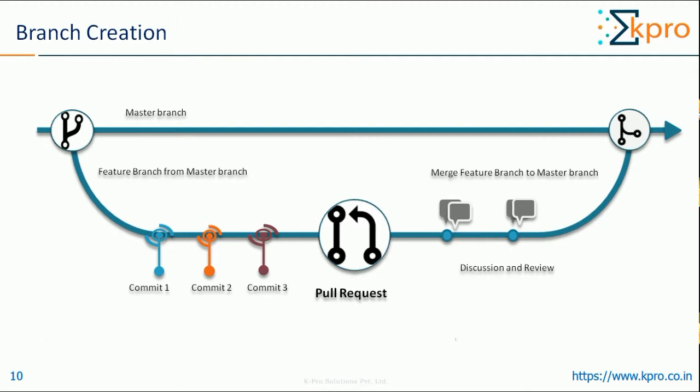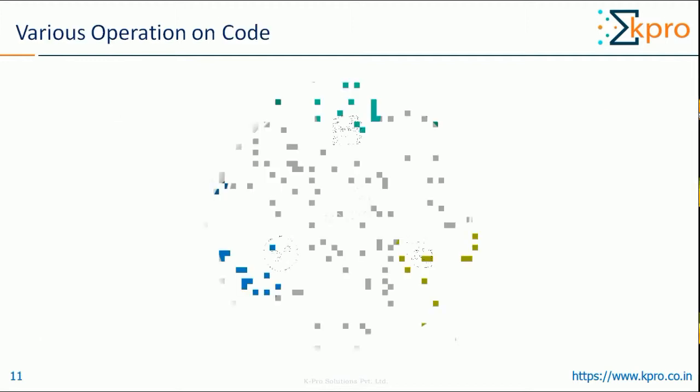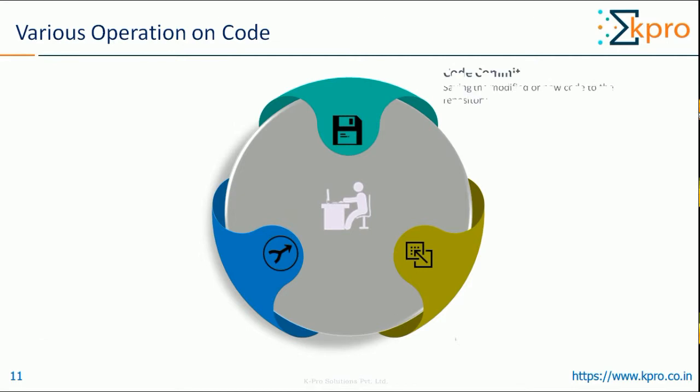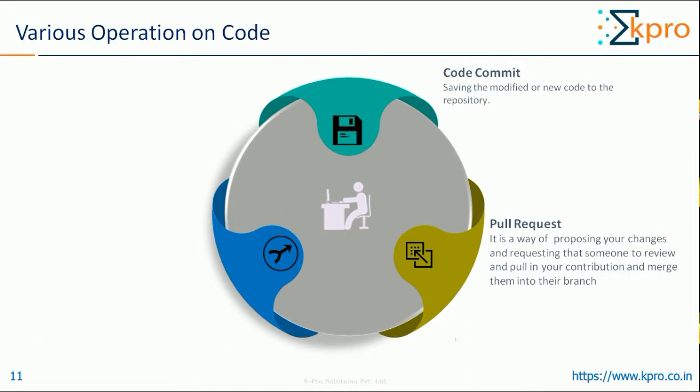Let us see different activities performed in GitHub. Code commit: we have already done a couple of commits in our activities in the web interface. It is nothing but saving the modification to the repository. Pull request is a way of proposing your changes and requesting that someone review and pull in your contribution and merge them into their branch.